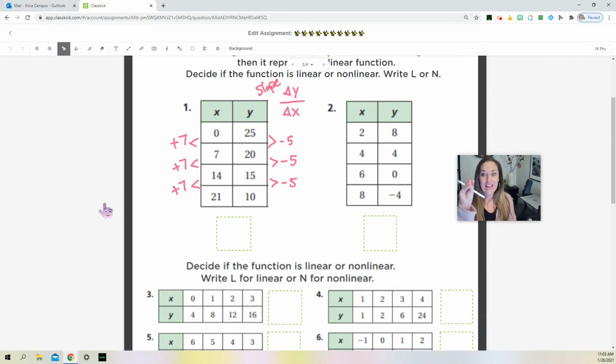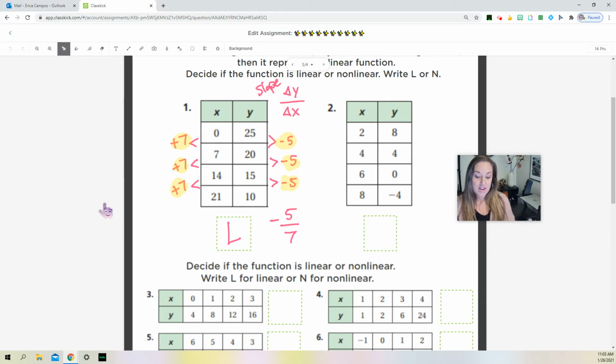And you can see if I take that change in the y over the change in the x, I'm going to get negative 5 over 7 every single time. It won't matter which pair I use, I will get negative 5 over 7 every time. And because of that, this table is representing a linear function. If it's the same ratio, same slope all the way down, it's linear.